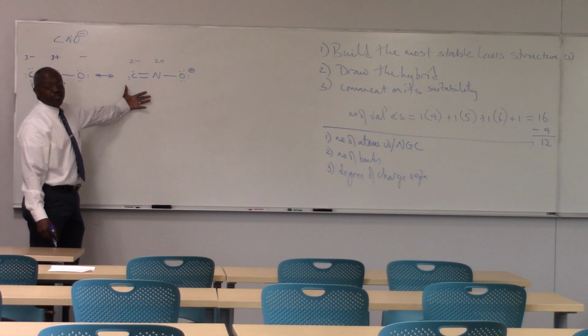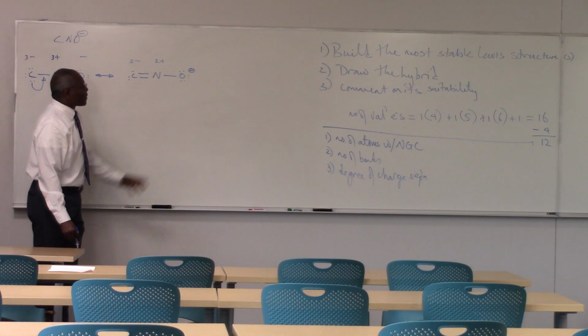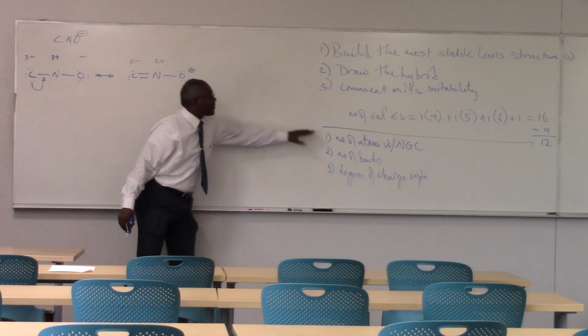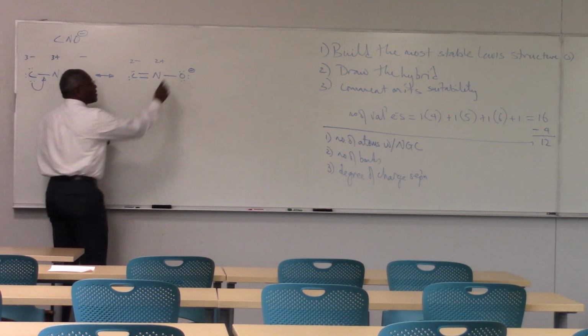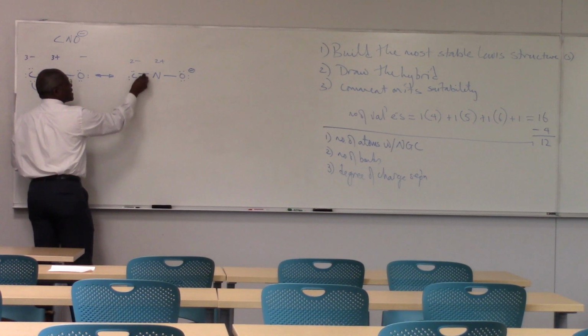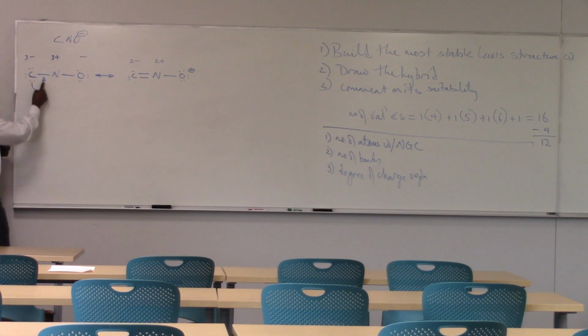Is this a great structure? Well, it's not a great structure because the N still does not have an octet. Now, everybody else does, right? 2, 4, 6, 8, 2, 4, 6, 8. So the donation by the carbon doesn't hurt the carbon.